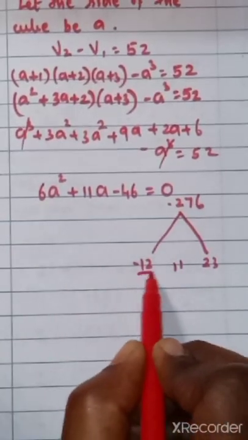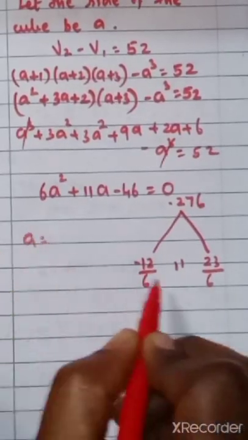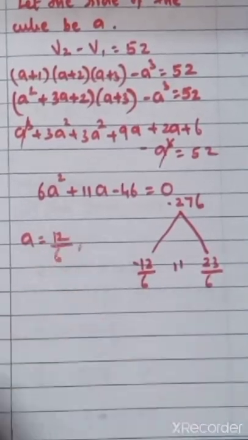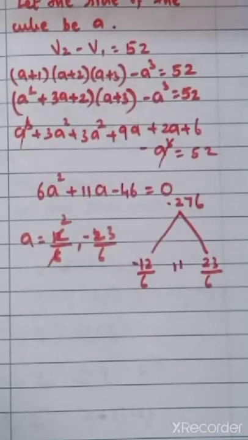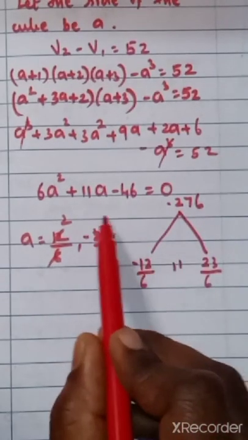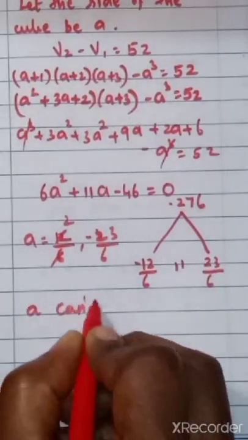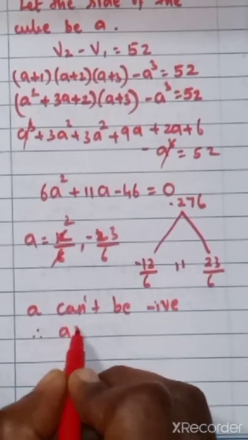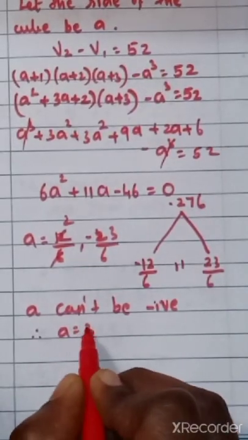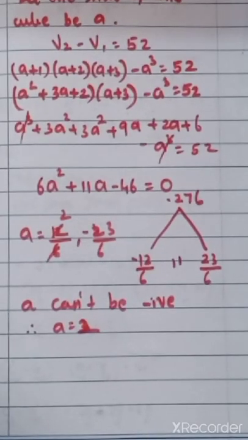Here, since the coefficient is 6, we have to divide by that. Correct? Okay, now what is your a value? a equals 12 by 6, or minus 23 by 6. 12 by 6 is 2. Correct? Now, can a side be negative? No. So definitely this value will not come, right? So what can we take? a cannot be negative, therefore a equals 2. What is your a value? 2. And what do we have to find out?